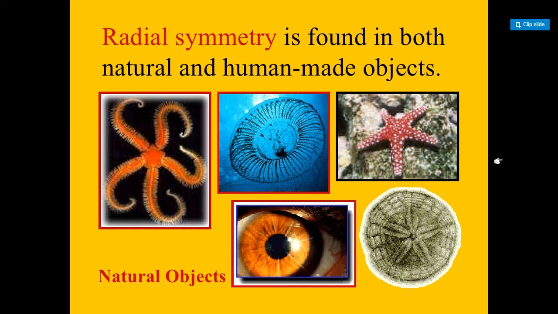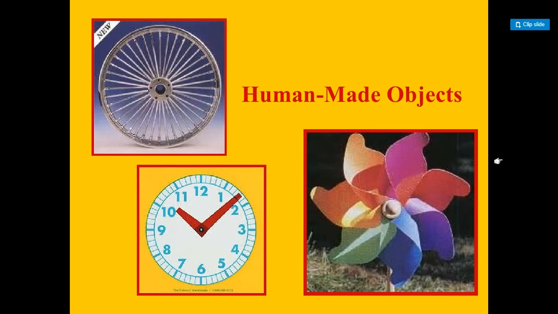Radial symmetry is found in both natural and human-made objects. We see lots of examples of radial symmetry in the oceans with starfish, jellyfish, and sand dollars, but it's also often in the eyes of humans and animals that have radial symmetry too. Here are some examples of human-made objects with radial symmetry. A wheel with the spokes radiating from the central point, a clock with the different lines marking the 60 minutes in an hour radiating from the central point, and a pinwheel.